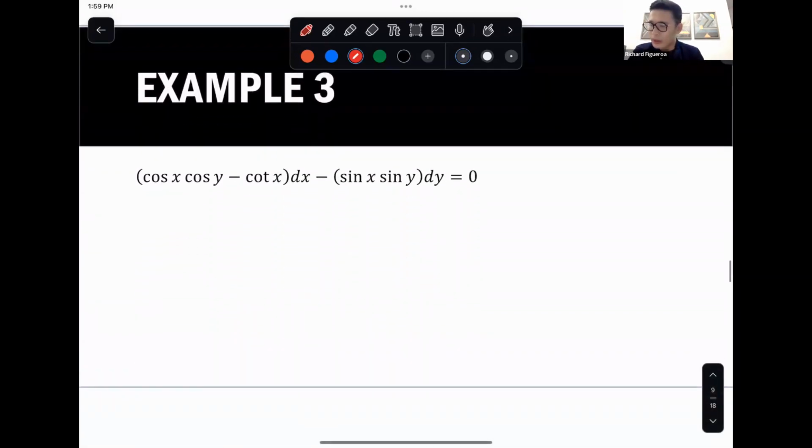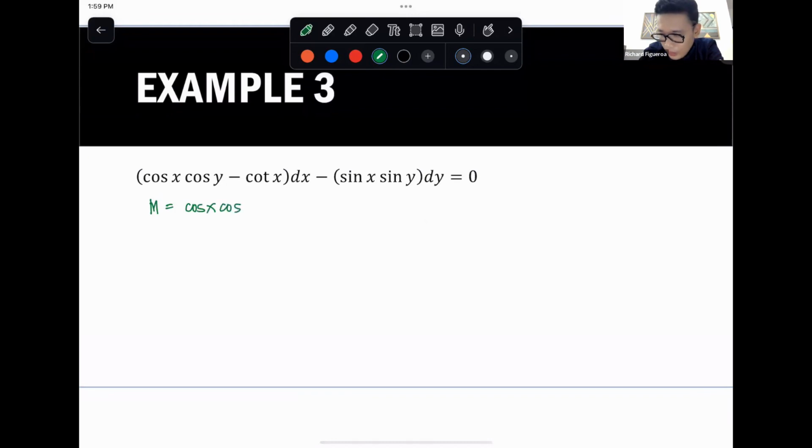let's proceed with example number 3. This time around, it's a trigonometric differential equation, but it's the same thing. So our M here is cosine x cosine y minus cotangent x. And our N function, don't forget the negative, is negative sine x sine y.